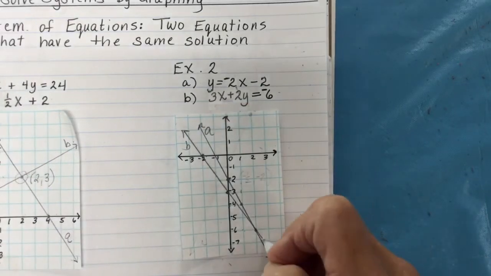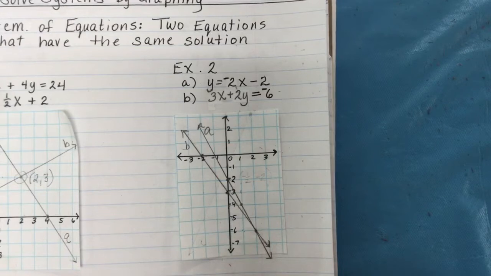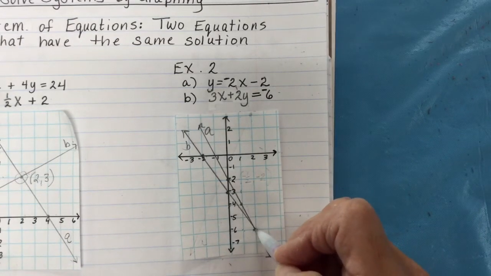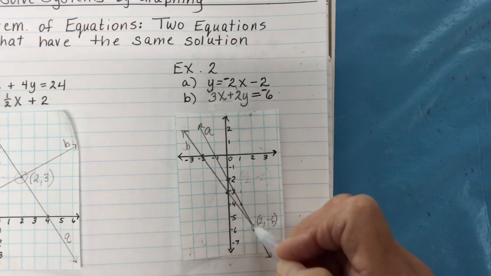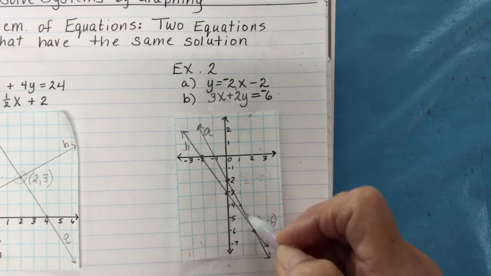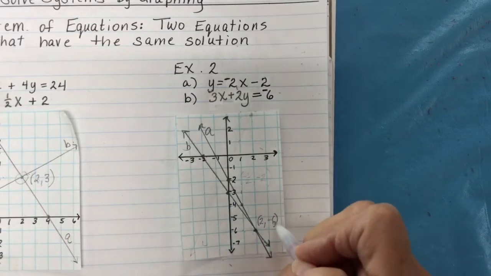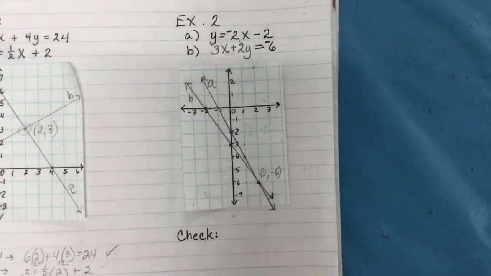So you got to look closely. That's why I said this isn't as precise a method as some of the others, but it does appear that they cross right here at 2, -6. Now it could have been further up or further down, depending on how my ruler might have been a little out of alignment. So we have to check and make sure 2, -6 does actually work in both equations. So let's do the check.